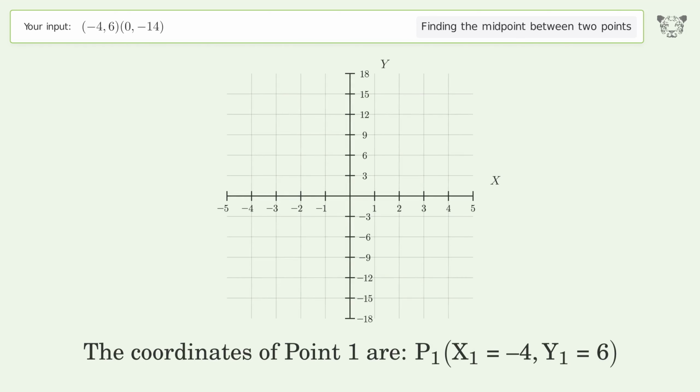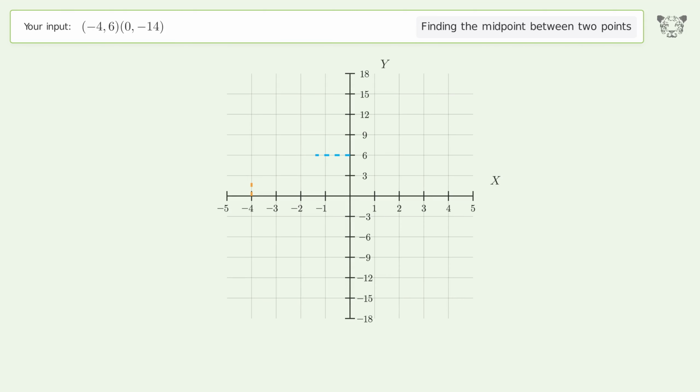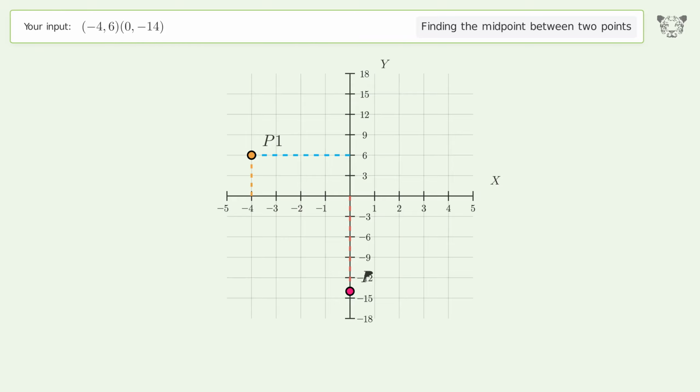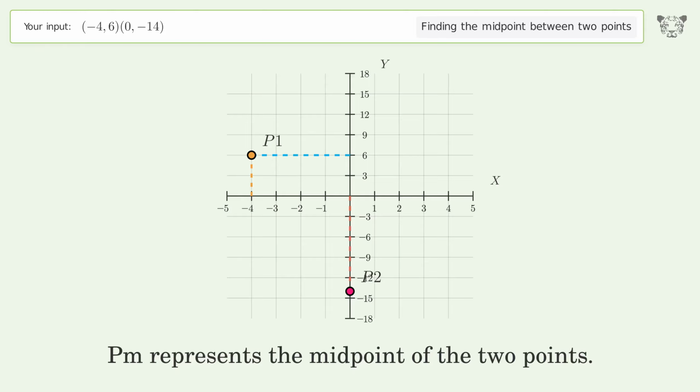The coordinates of point 1 are x1 equals -4, y1 equals 6. The coordinates of point 2 are x2 equals 0, y2 equals -14. PM represents the midpoint of the 2 points.